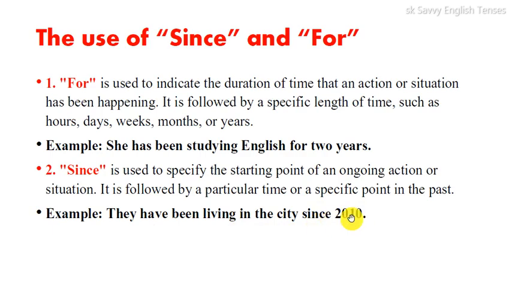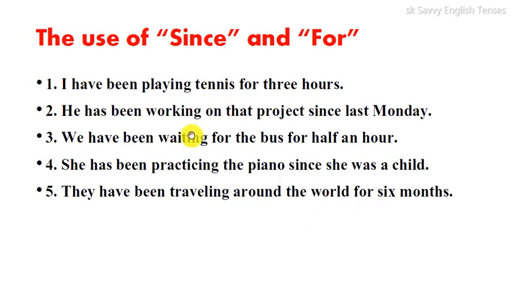Okay, so here we have more examples of the use of since and for in the present perfect progressive tense. I have been playing tennis for 3 hours. So 3 hours is a period of time and the word for is used in this sentence. He has been working on the project since last Monday. So last Monday is a point of time and the word since is used in this sentence.